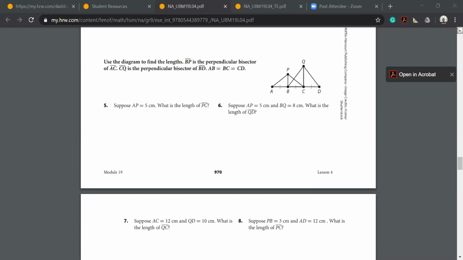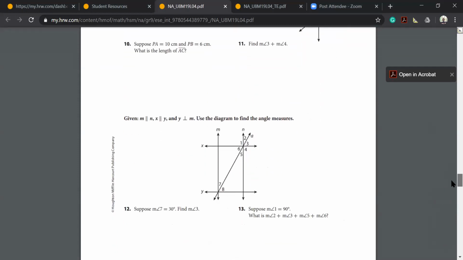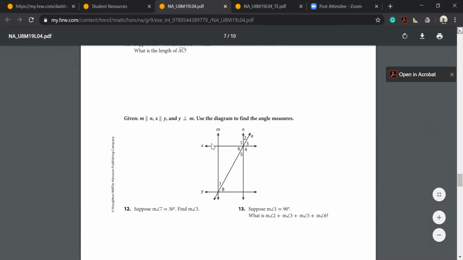Okay. And then we have to do question 12. Okay, let's go to question 12 in here. Given that M is parallel to N and X is parallel to Y, you know that this sign is parallel, and Y is perpendicular on M. Let's see, where is Y? Y is perpendicular on M. It means that this angle is 90.